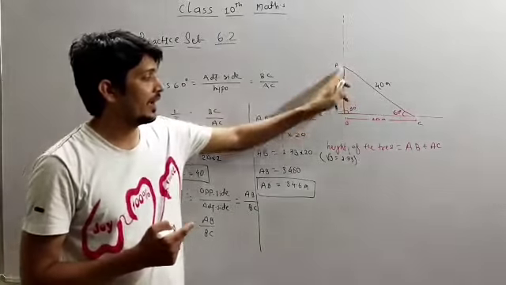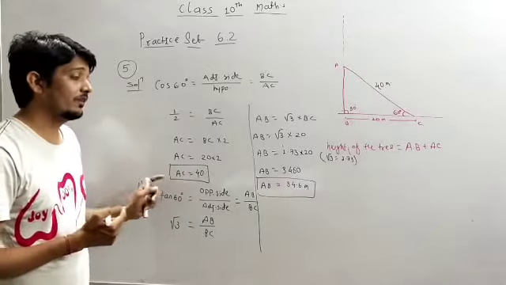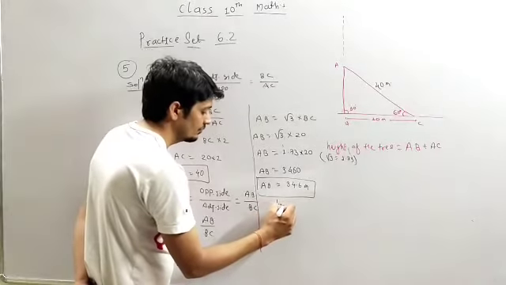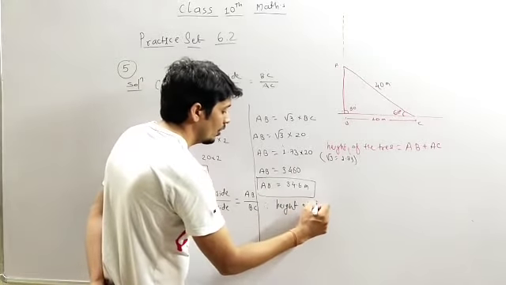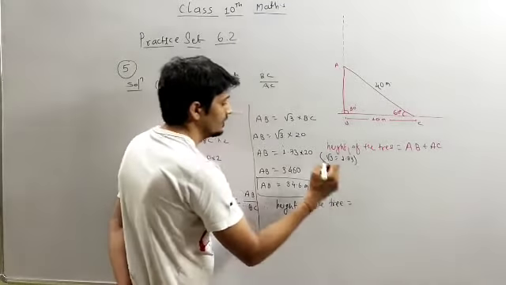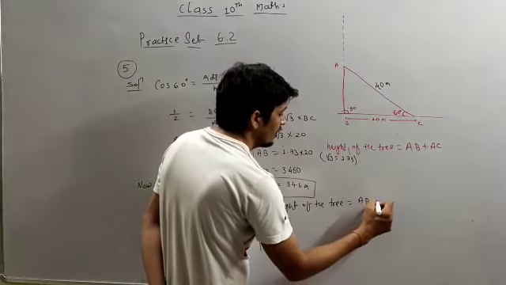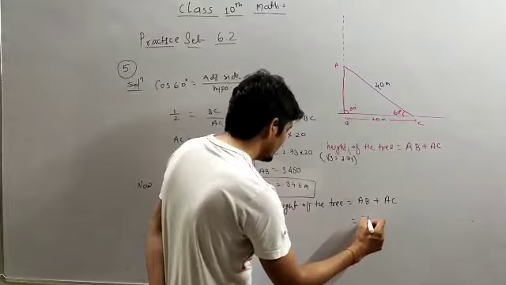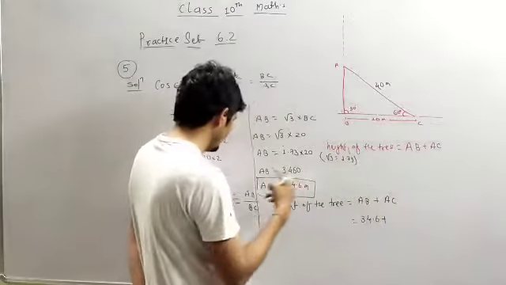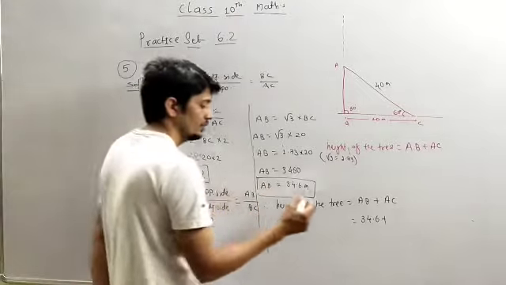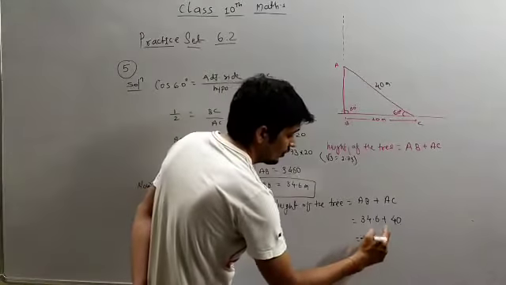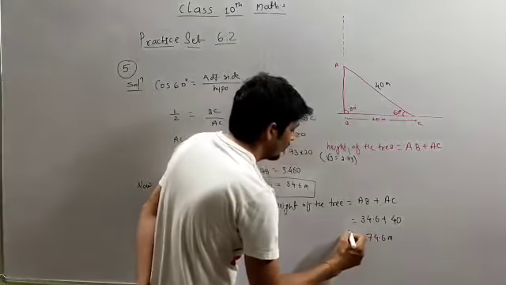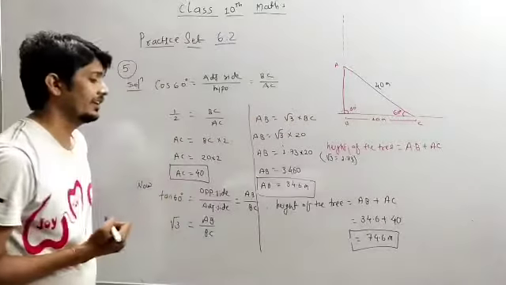So we have AB as well as AC. Both the values we have. So we can calculate the height of the tree. Now, height of the tree is AB plus AC. So what is AB? AB is 34.6 plus AC is 40 meter. So 40, so we will get 74.6 meter was the height of the tree. So we have the answer now.